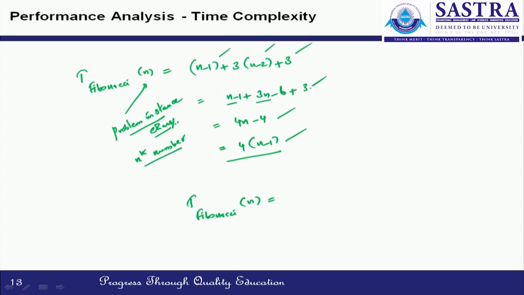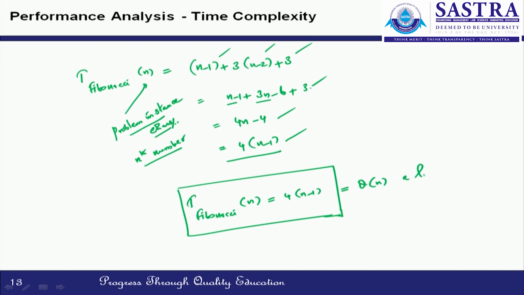T Fibonacci of n is equal to 4 into n minus 1. So the total number of execution steps in the finding the nth Fibonacci number algorithm is 4 into n minus 1. This is 4n minus 4. This results in theta of n, a linear computational complexity. So using the step table method, we have obtained that the total number of execution steps of the finding the nth Fibonacci number algorithm is 4 into n minus 1.